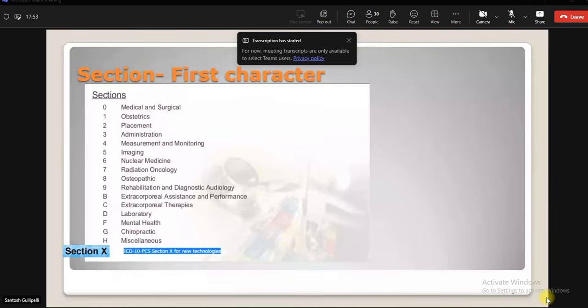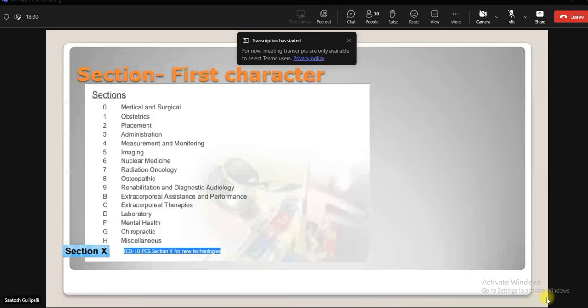In an interview, if they ask how many sections there are in PCS coding and for some examples, remember at least the zero medical and surgical section. The character value is not necessary. Just name medical and surgical section, obstetrics, placement, administration, measurement and monitoring, imaging, nuclear medicine, laboratory, chiropractic. You can give at least 4 to 5 section examples. Understand? So that is section.